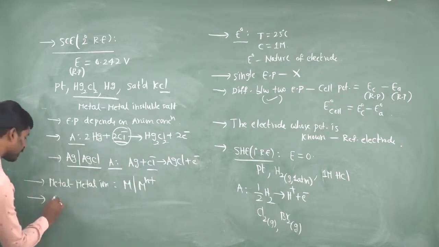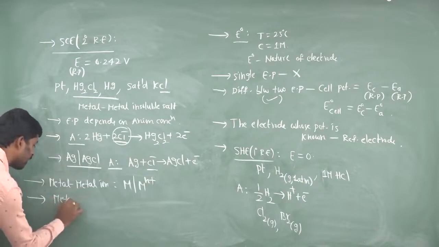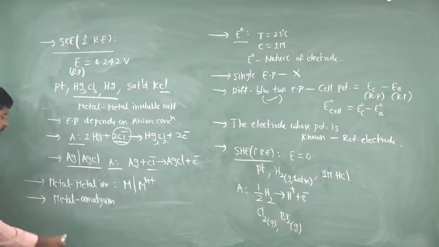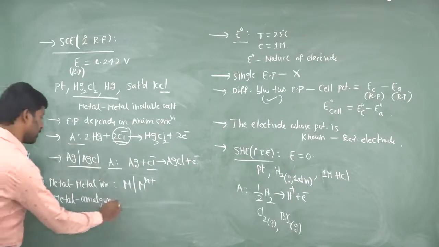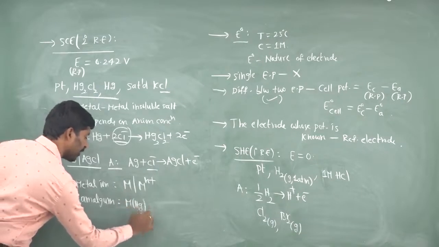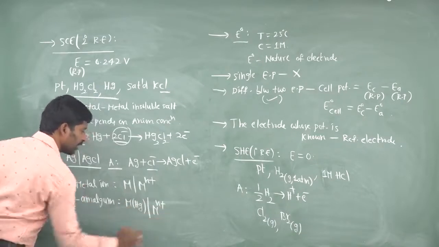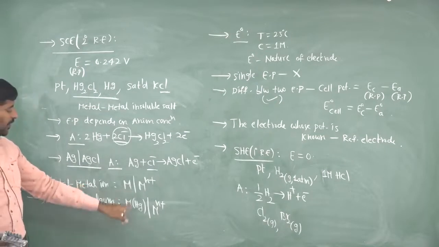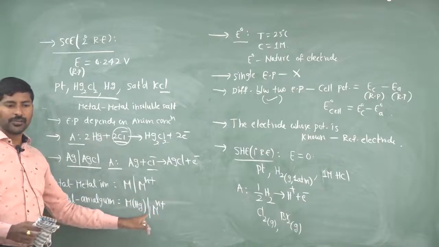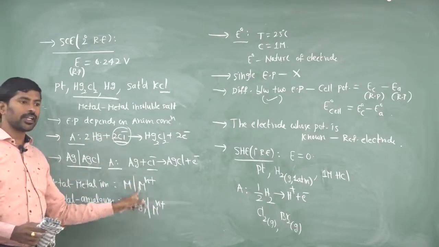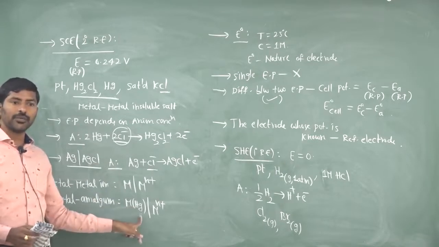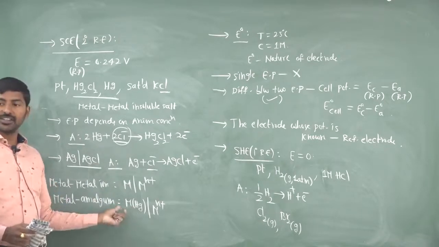Fourth type, metal amalgam electrodes. Here the metal we take in the form of amalgam, that is in contact with its ions. The electrode reactions are the same in both cases. M gives rise to Mn plus plus n electrons. Here also M gives rise to Mn plus plus n electrons. Electrode reactions are the same, the only difference is that the metal we take in the form of amalgam to decrease its activity.